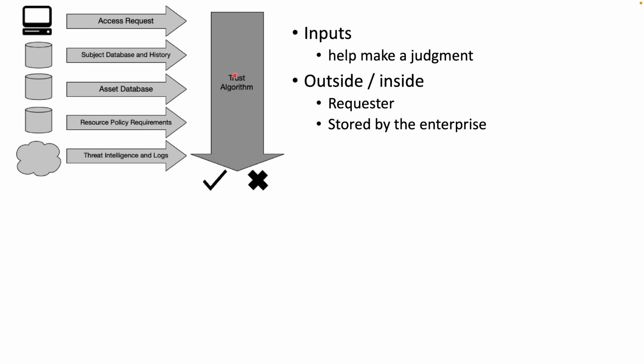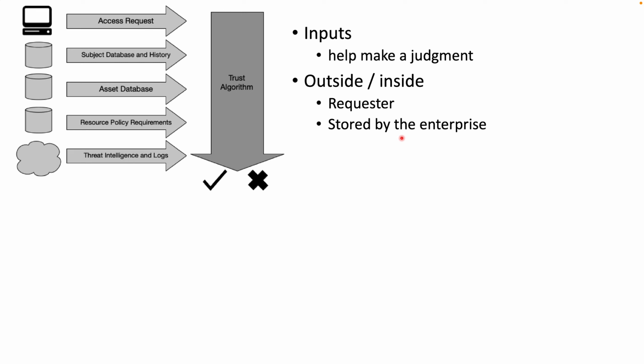So now we know the main job of a trust algorithm is to evaluate the subject who requested access. A trust algorithm can rate the risk of network activity in real time and then make the decision. These 5 categories of information are inputs that the trust algorithm needs to make the judgment. These inputs could be gathered from the subject, which is outside. The subject is the access requester, or the inputs could be stored in the database of the enterprise.